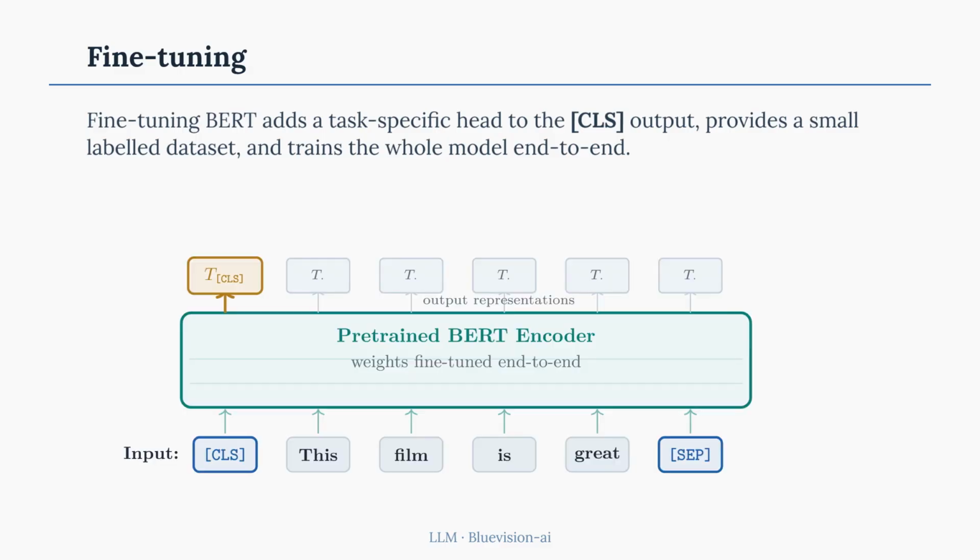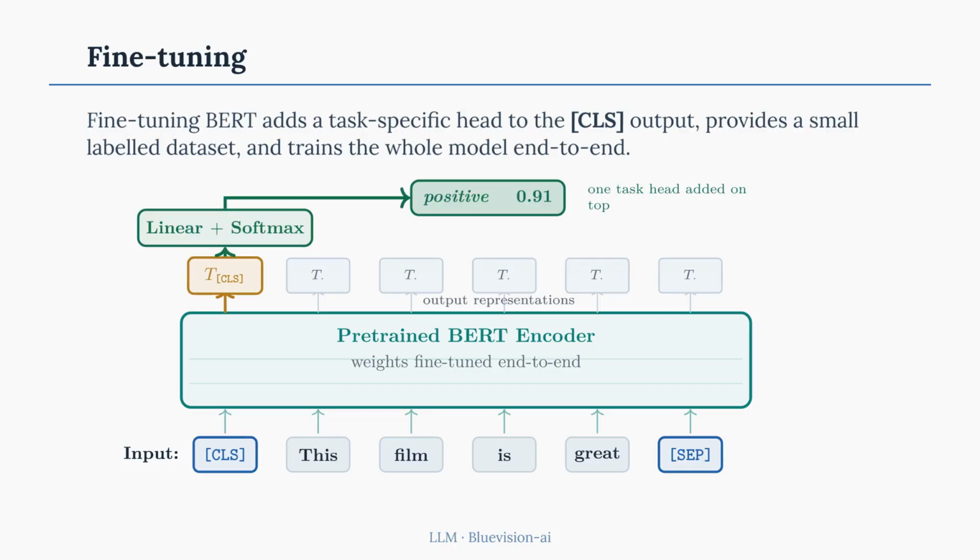Here is the pre-trained encoder processing a sentiment sentence. This film is great. The CLS output at the top, in gold, holds the sentence-level representation, and the 5 gray outputs beside it are the per-token representations we're not using for this task. Before fine-tuning, that gold vector encodes general language properties, grammar, semantics, syntax. It doesn't yet encode sentiment. We attach a single linear layer followed by a softmax. That's the entire task head, the green box. The whole model, BERT plus head, is then fine-tuned together on the labeled sentiment data. And the output here is positive, with probability 0.91.